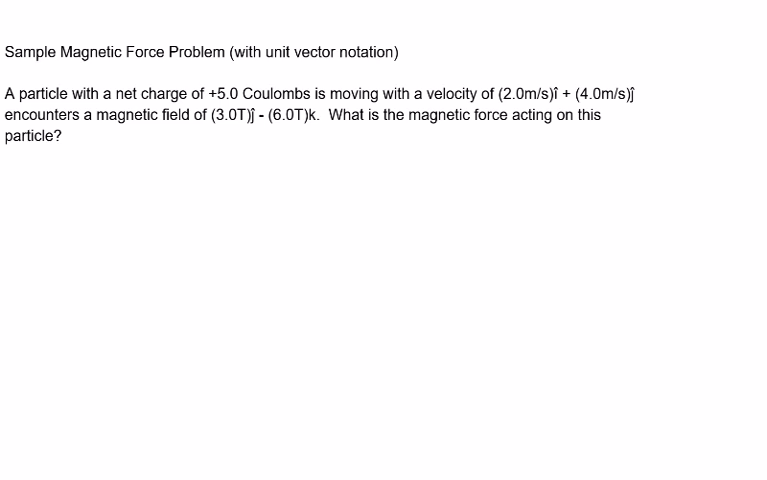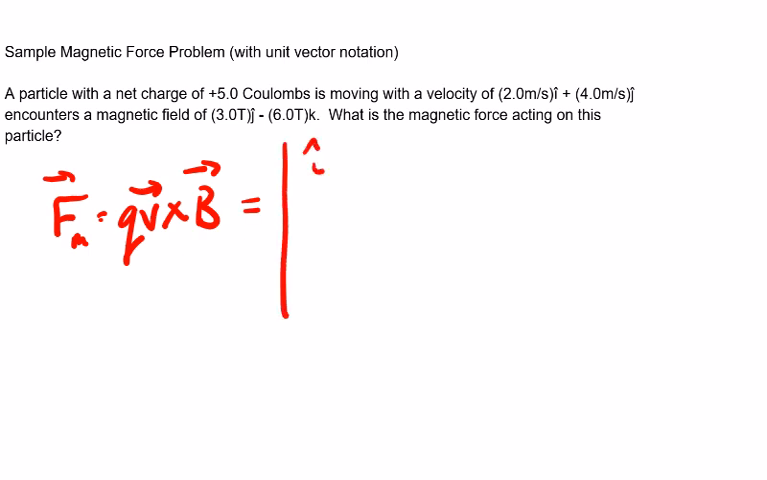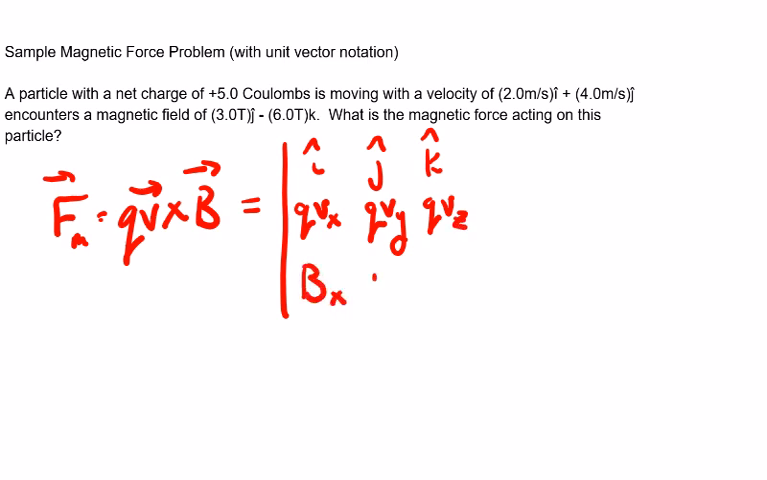So we know that the magnetic force is QV crossed with B. The way we're going to actually find this is we're going to solve this 3 by 3 matrix. We're going to basically find the determinant of it. So what I'm suggesting is here we put Q times the Vx, Q times the Vy, and Q times the Vz. And then down here we'll have Bx, By, Bz. And so we're going to solve that.